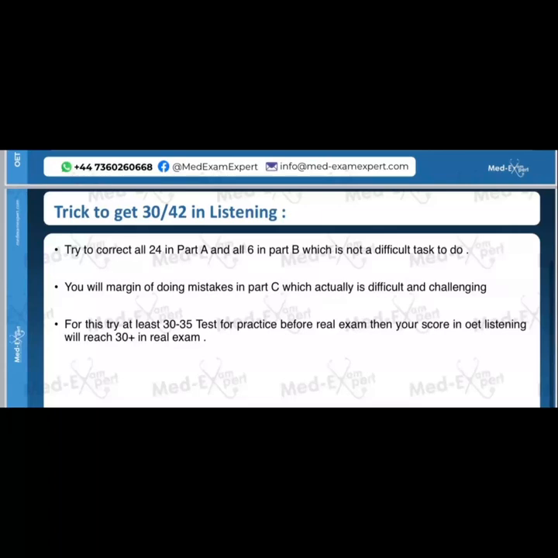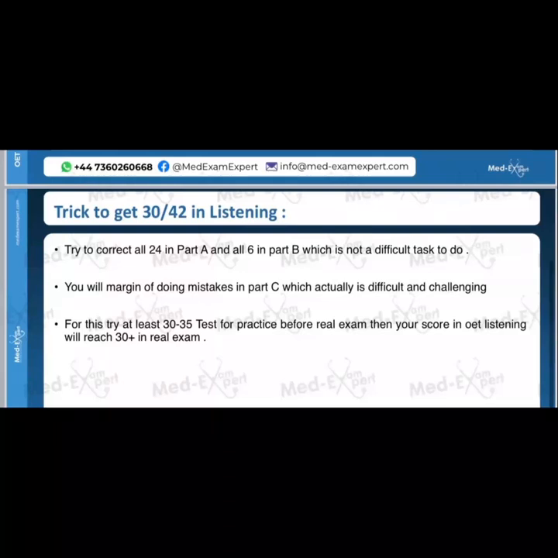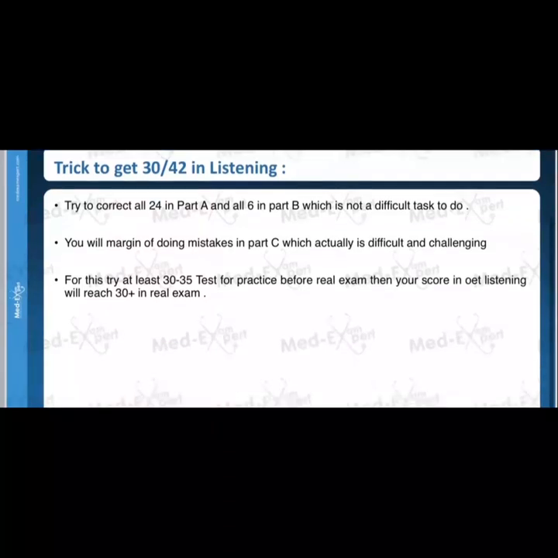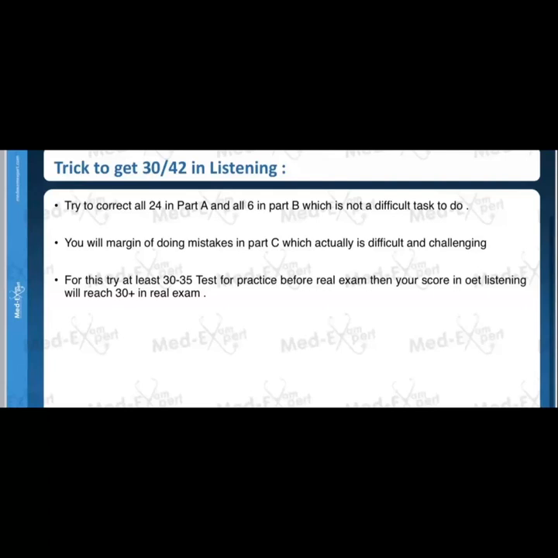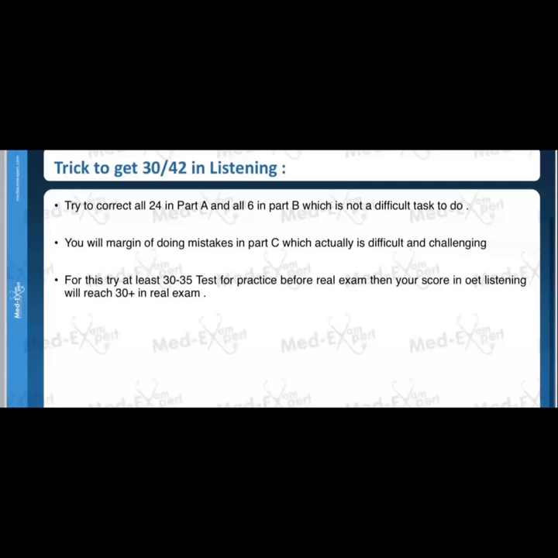in your listening module. For this, try at least 30 to 35 tests for practice before the real exam. Then your score in OET listening will reach 30 plus in the real exam. If you are struggling with this module, this is the way: practice at least 30 to 35 listening exercises so that you will be able to score 30 plus in your real exam.